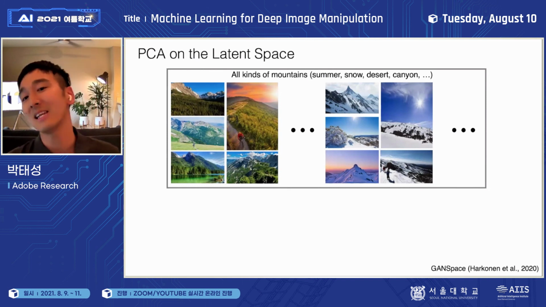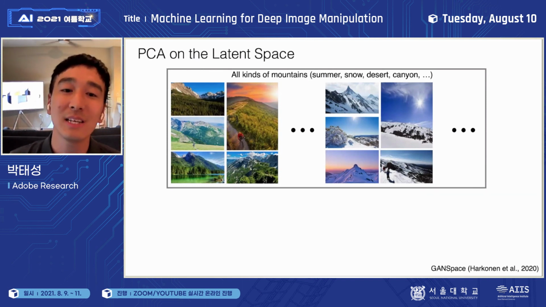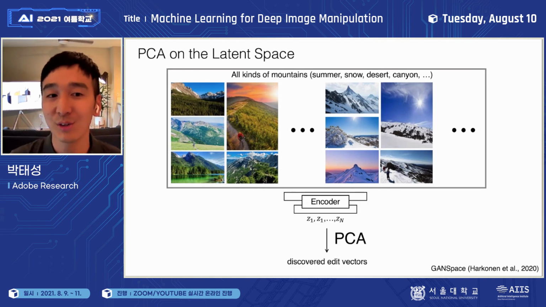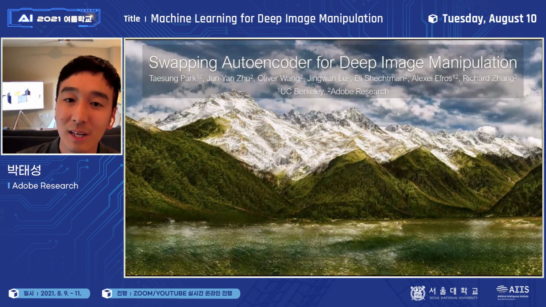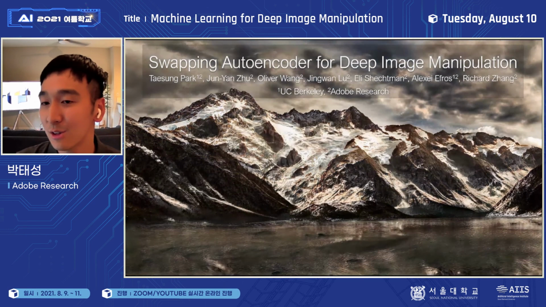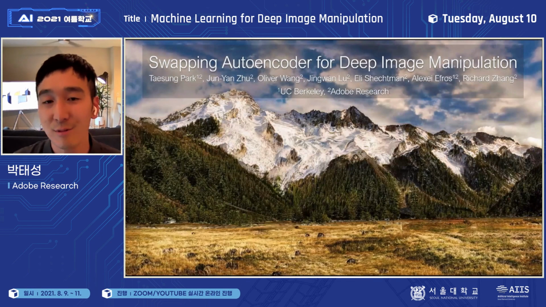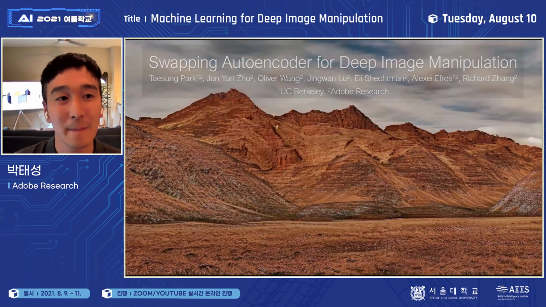If collecting these 10 images on Google search is too much of a hassle, we can actually just run PCA on the codes of the training set, similar to the idea of GAN space. We found that the first principal components are all meaningful edit vectors. Our method can perform smooth interpolation of high-resolution images. It can change weather condition, vegetation, season, color saturation, and many other things.